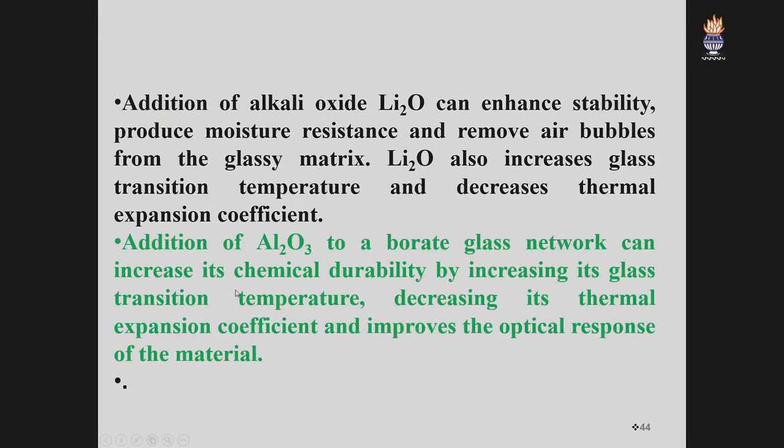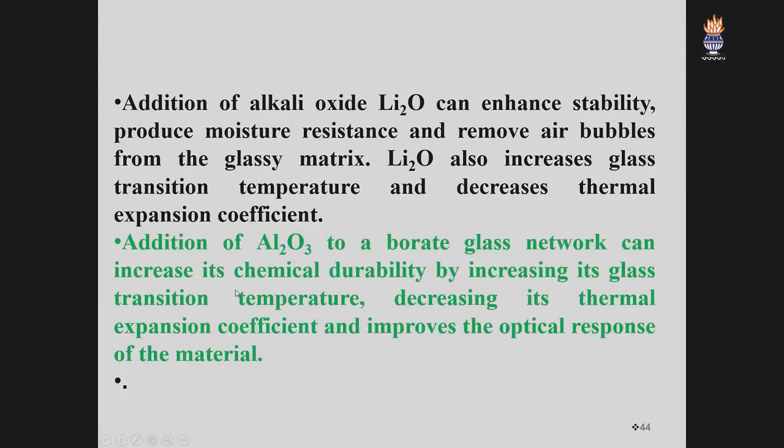alkali oxide, Li2O, that can enhance the stability, produce moisture resistance and remove air bubbles from the glassy matrix. Li2O also increases the glass transition temperature and decreases the thermal expansion coefficient. And we have added Al2O3 to the borate glass network, which can increase its chemical durability and glass transition temperature, decrease its thermal expansion coefficient, and improve the optical response of the material.